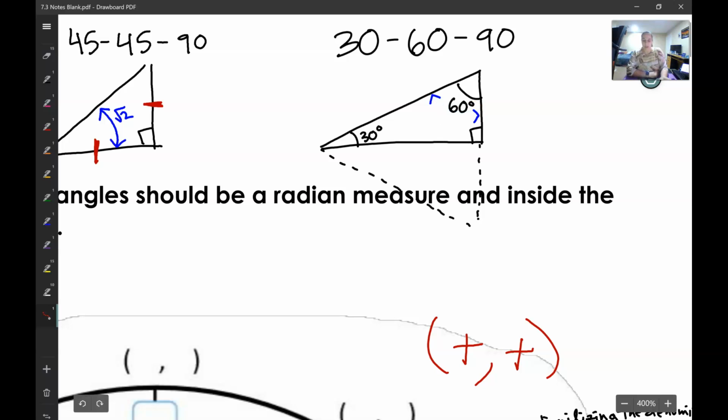So let's actually, I'm going to do this in a different color. Let's do it in orange. Okay.